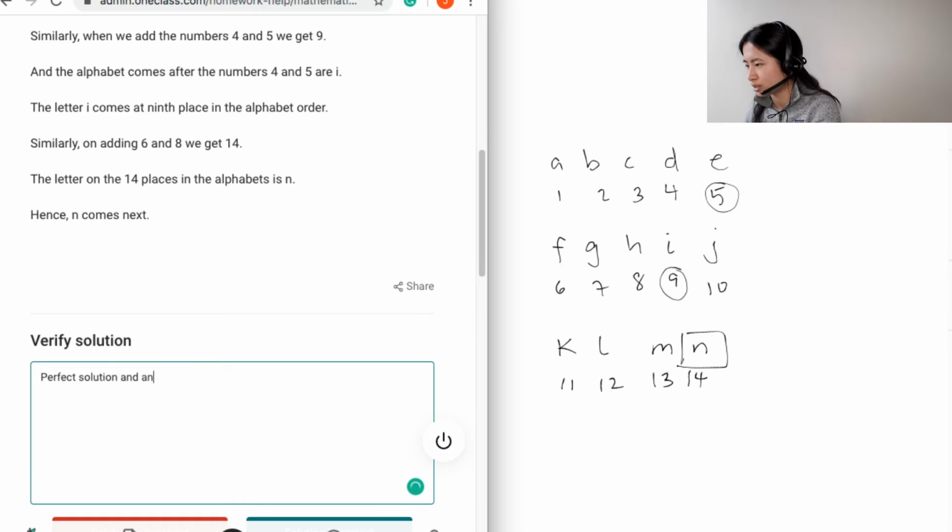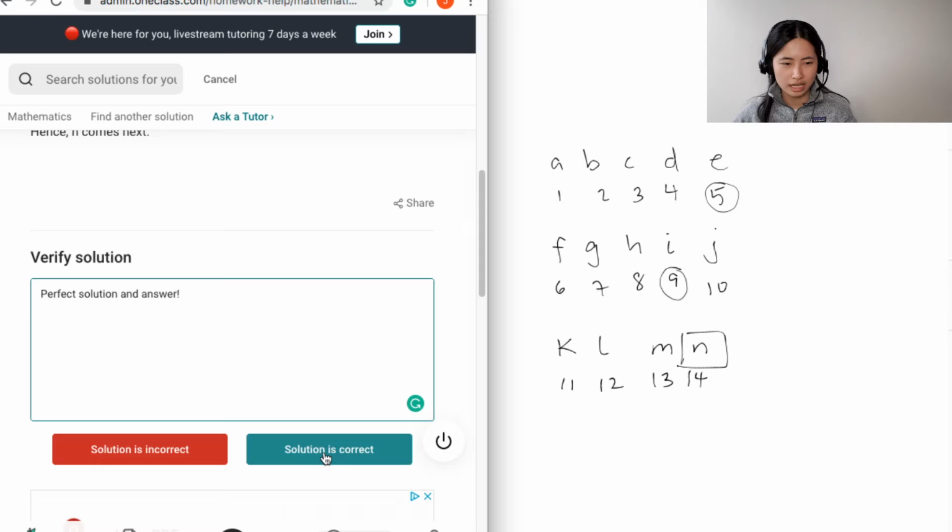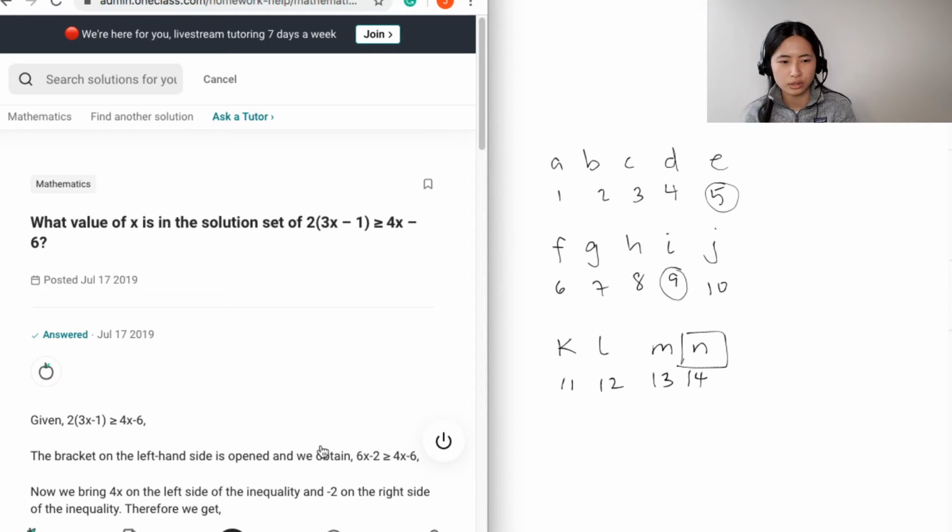So, perfect solution and answer. I don't have anything to say, although I would prefer that if they have a shorter answer. But I think that's very trivial, so the solution is correct. Great. Okay, so now let's move on to inequalities.